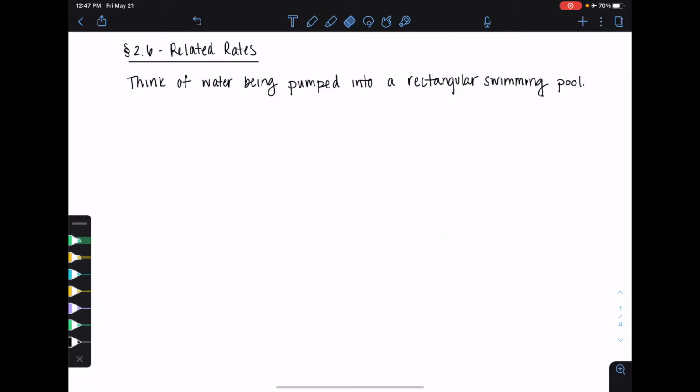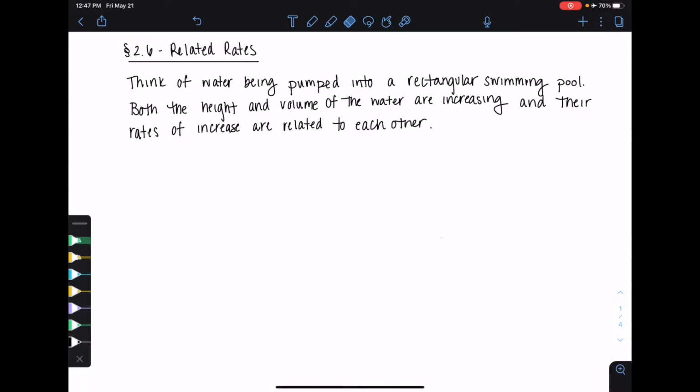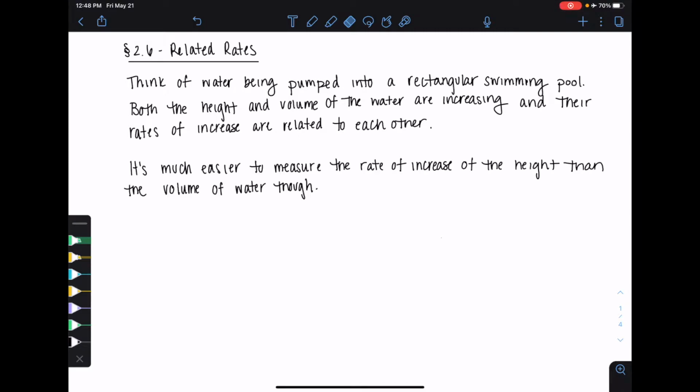Another example, maybe think of water being pumped into a swimming pool. At that point, you have two quantities that are actually changing. The height of the water is changing, and the volume of the water is changing. They're both increasing, and those rates at which they're increasing are dependent upon each other or related. But if I want to see what that rate is, like how many inches per minute, how many inches per second, I can't do that with the volume so easily. But I could actually measure the rate of increase of the height.